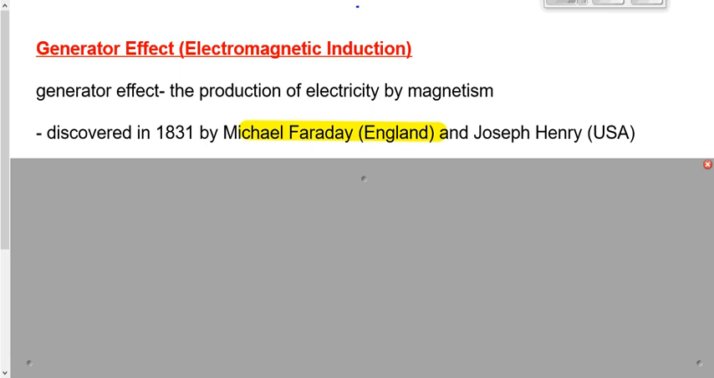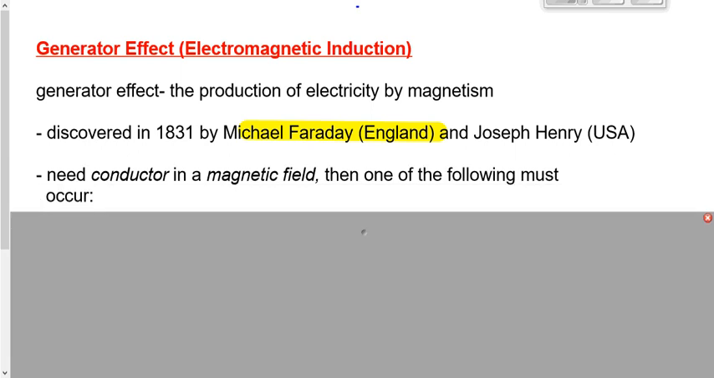Now, magnetic fields will generate moving charges as well, but there are caveats to this. It doesn't always work. In order to generate a current from a magnetic field, you need to have a conductor or a wire and a magnetic field. All right, stands to reason, right? If you want to generate a current in a wire from a magnetic field, you need a wire and a magnetic field.